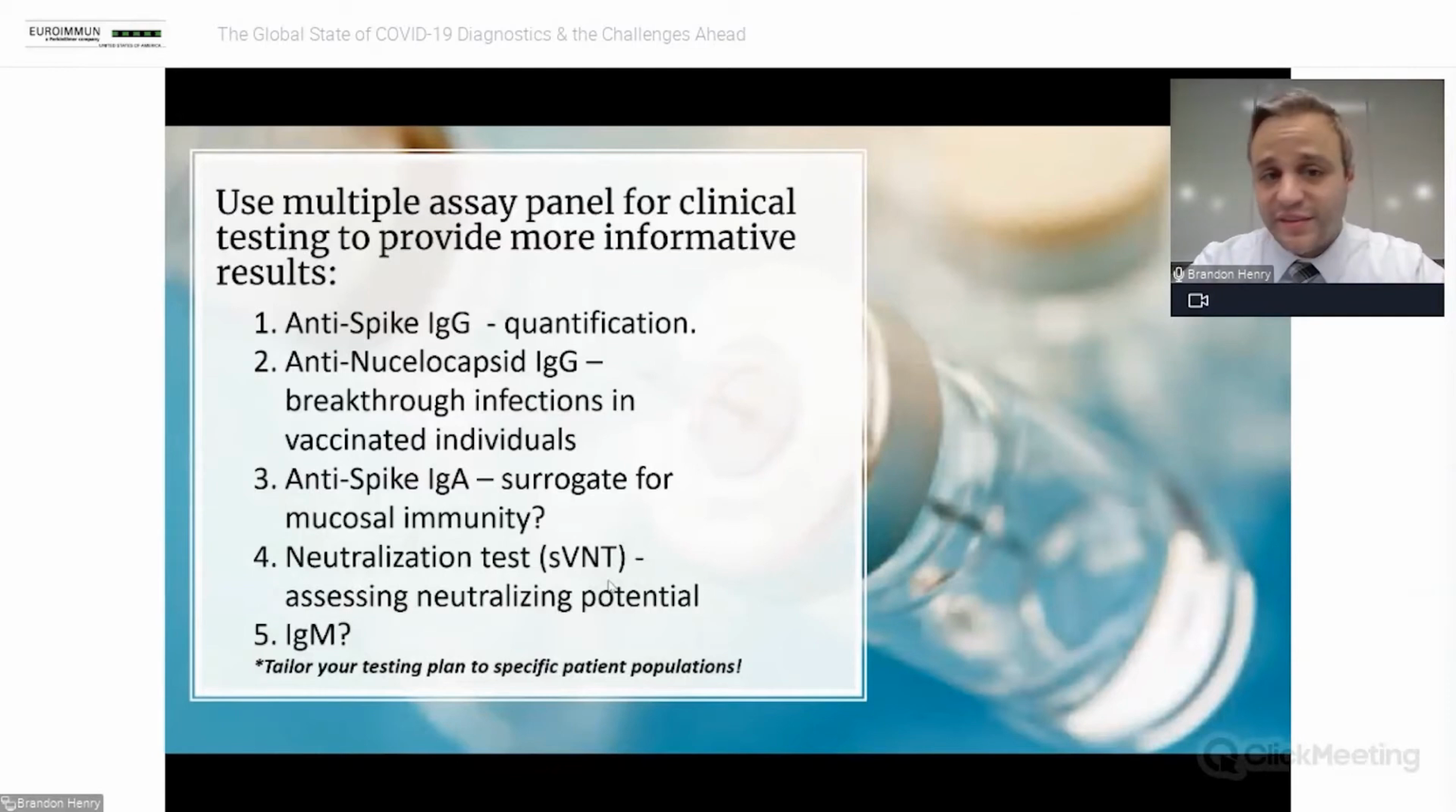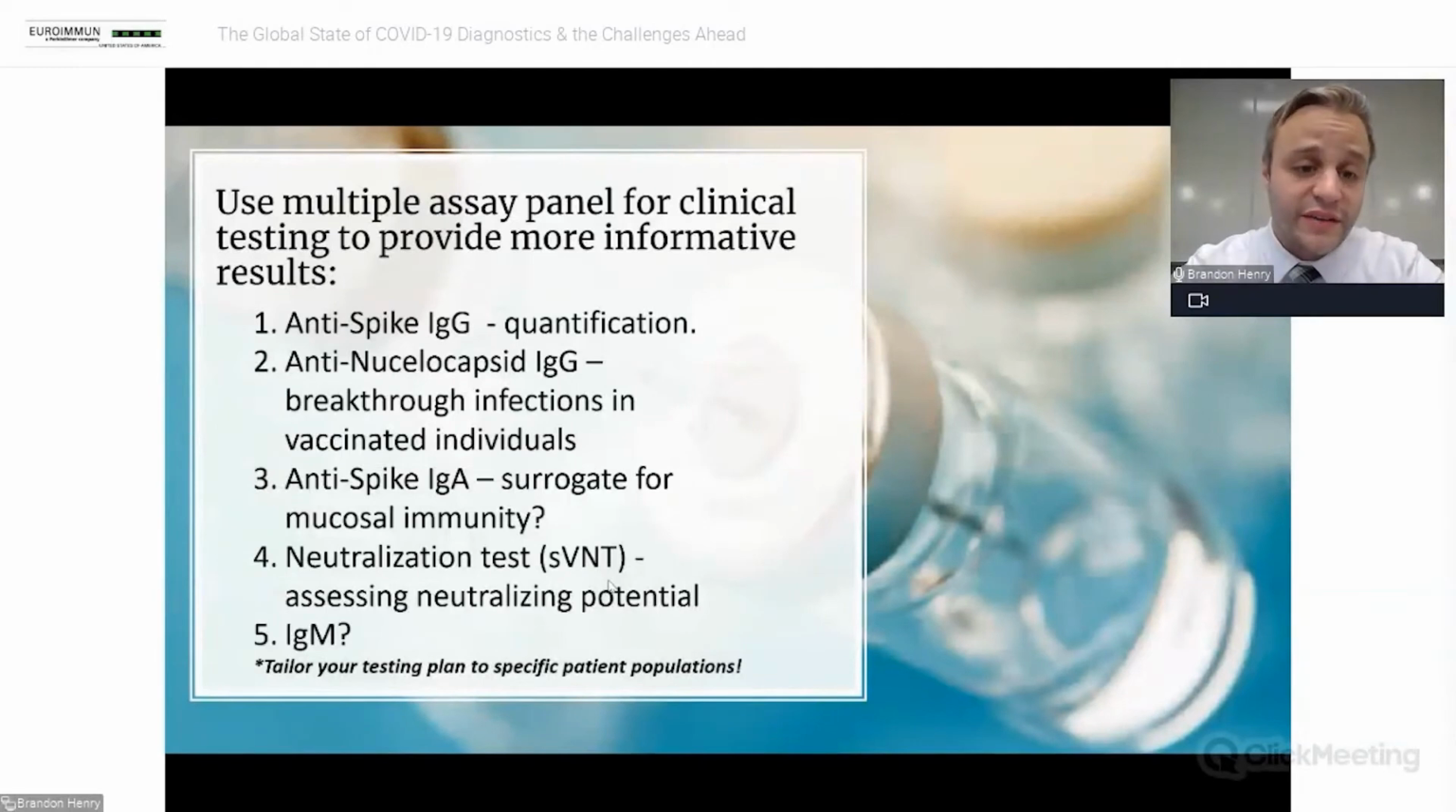So we can use an anti-spike IgG, I think it's the bread and butter assay, and that should give us a quantifiable titer. And then you might want to add in an anti-nucleocapsid IgG. And this won't detect vaccination, but it will give you an idea of whether or not that patient has gone through breakthrough infection, probably important for kids with the multisystem inflammatory syndrome associated with COVID-19. You may want to include an anti-spike IgA, maybe in patients who are, for example, transplant patients and those who are immunosuppressed.